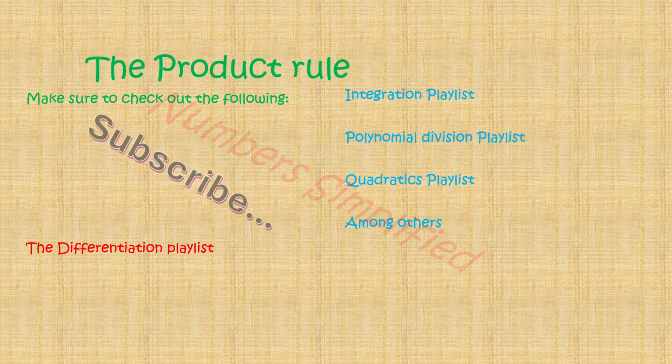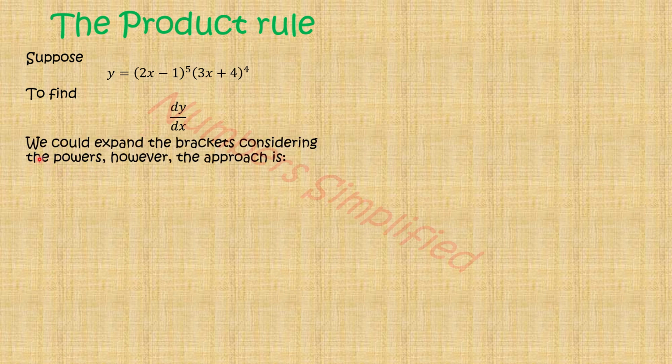Now let's move on with the product rule. Suppose I have the function y is equal to (2x minus 1) raised to the power 5 times (3x plus 4) raised to the power 4. And we are asked to find dy/dx, which is the first derivative of y with respect to x. One approach could be to expand the brackets considering the powers. However, this approach is cumbersome. It takes a lot of time as well, time consuming.